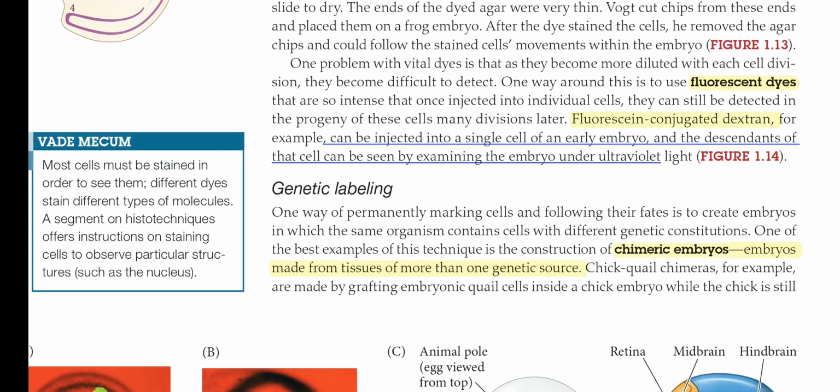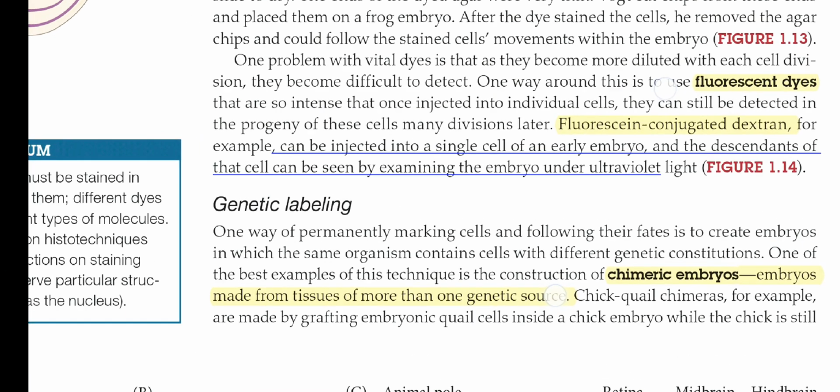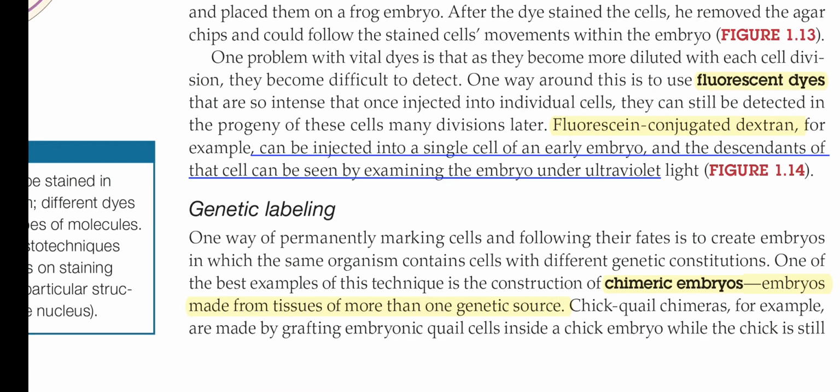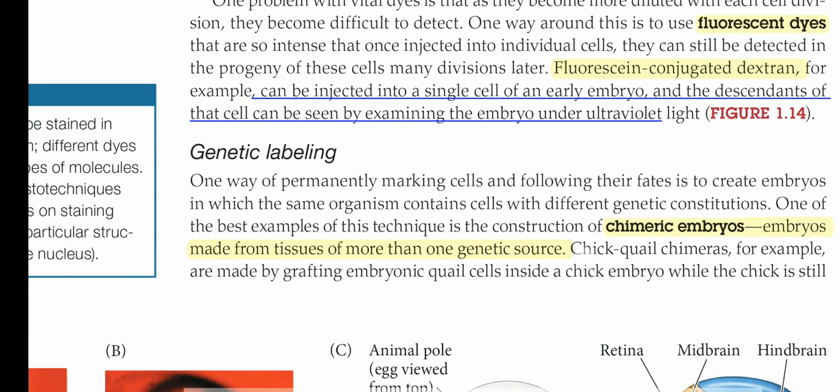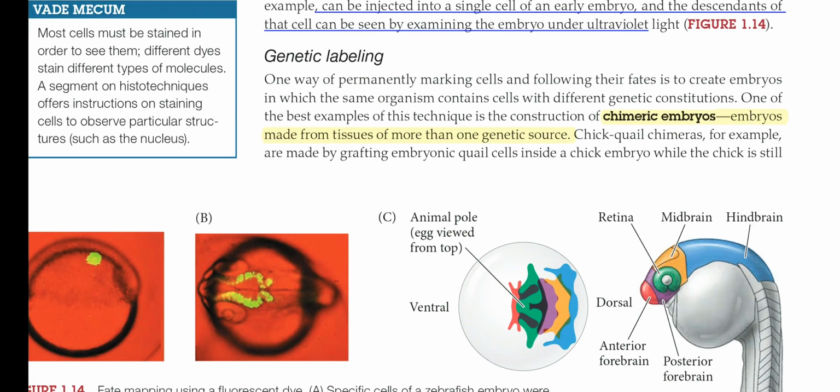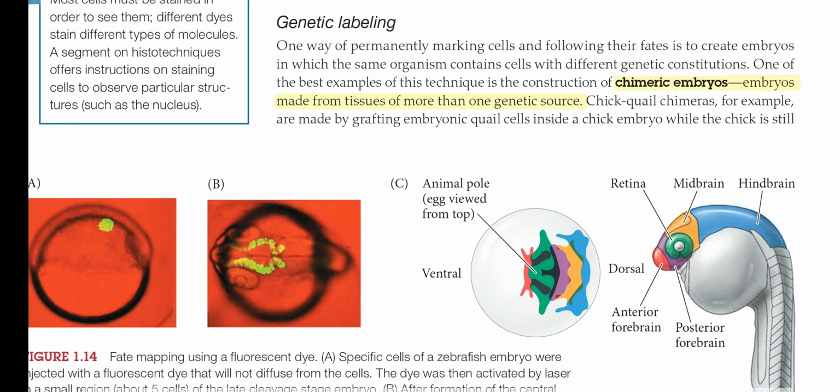Fluorescent dyes, the fluorescent conjugated dextran being used here, can be injected into a single cell of any embryo, and the descendants of these cells can be seen by examining the embryo under ultraviolet light. The same thing is here: during the cell cycle, the cytoplasmic substances get multiplied and separated by a membrane, and this way the dye you have inserted in a single cell will be distributed throughout every single cell that emerges from that particular cell.